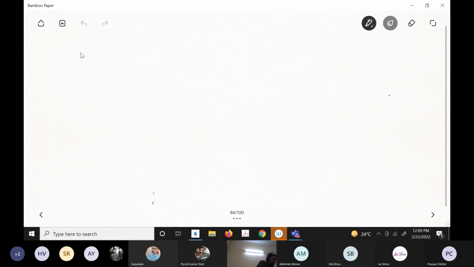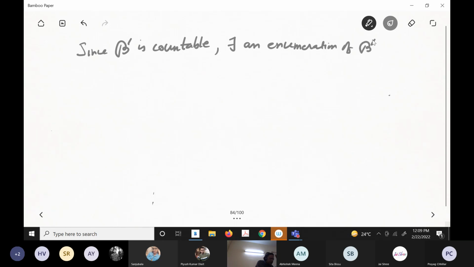Since B prime is countable, there exists an enumeration of B prime. So the enumeration of B prime will be something like B_x1U1, ..., B_xnUn, and so on, because the members will look like that. So I am taking account of the enumeration, and it will look like this.